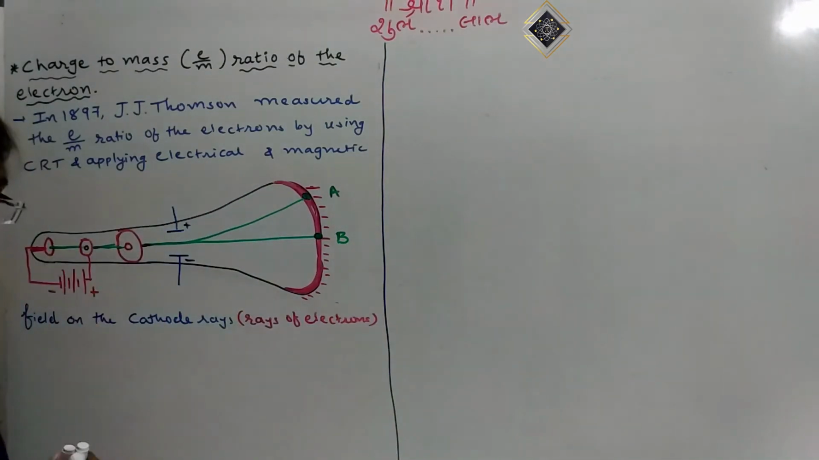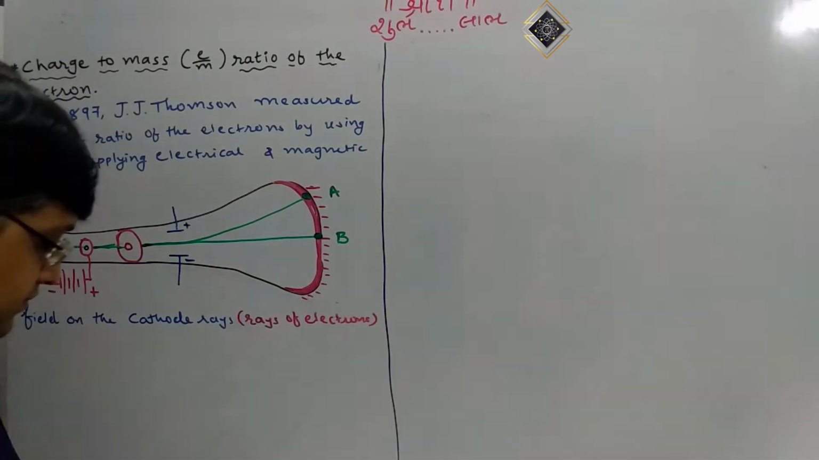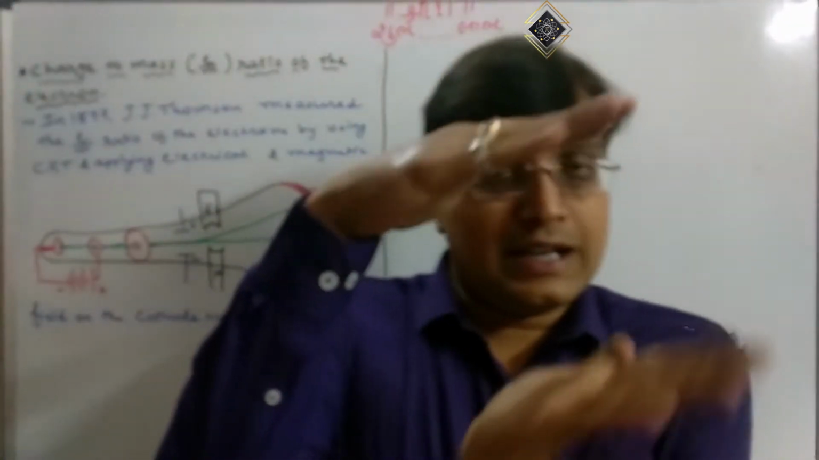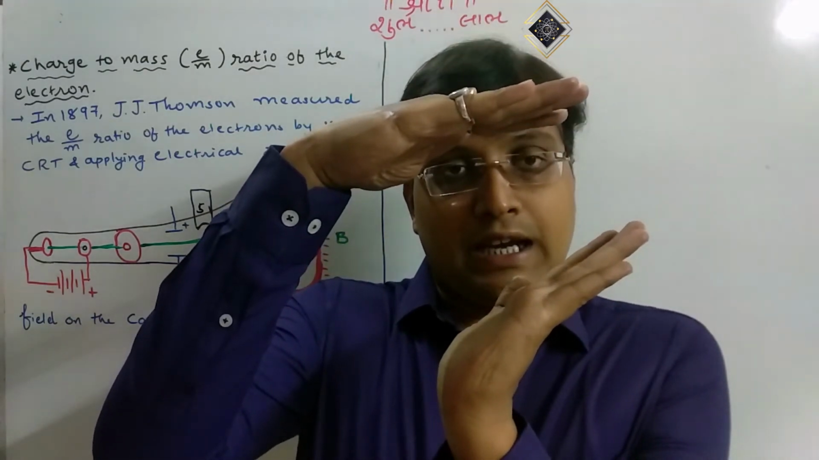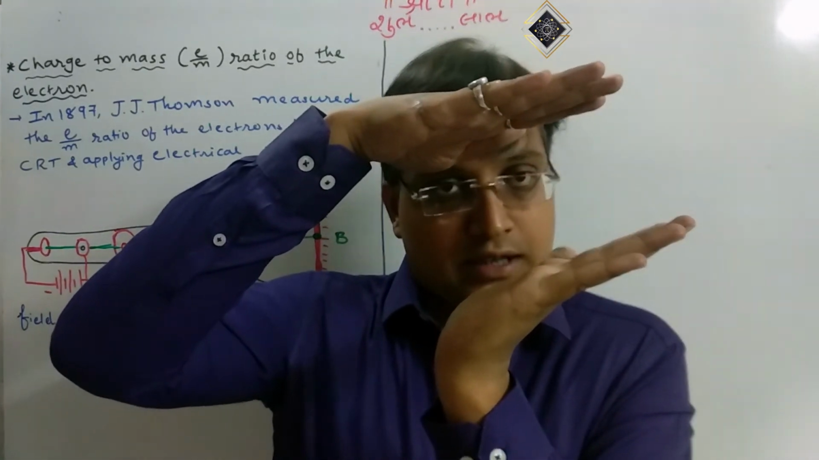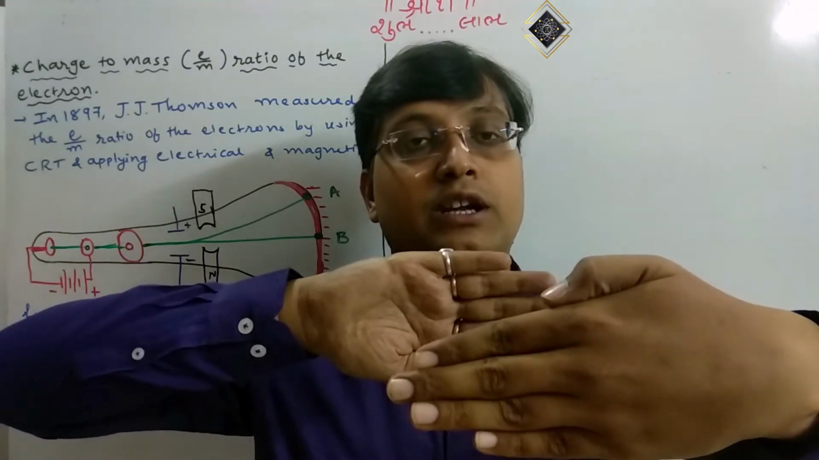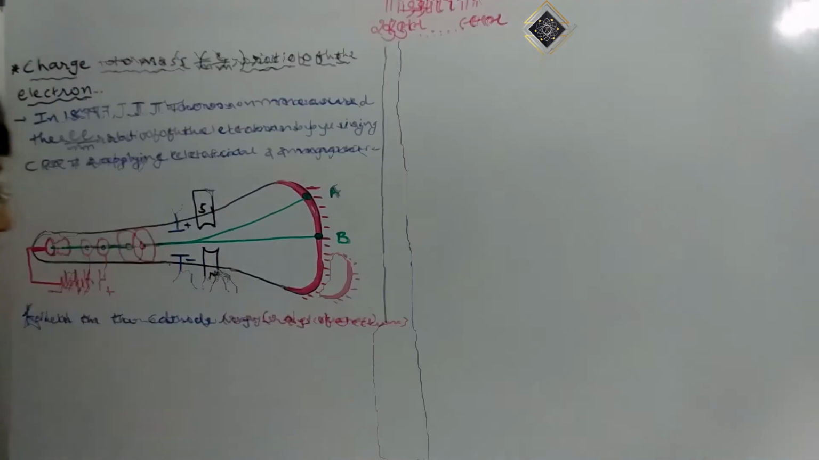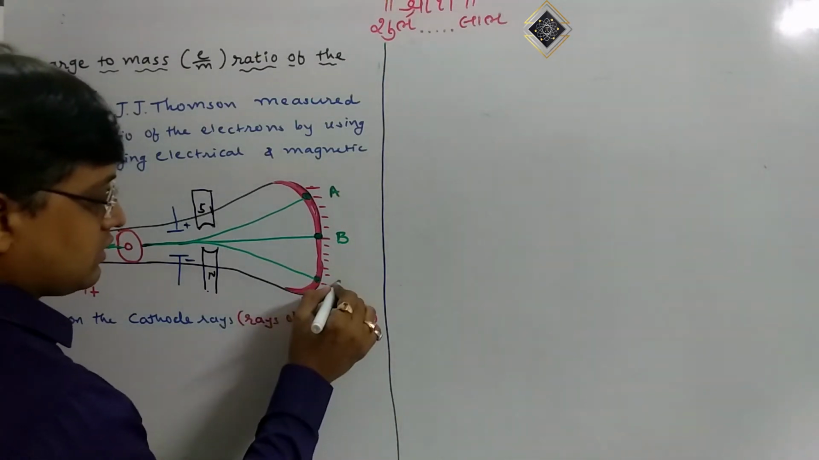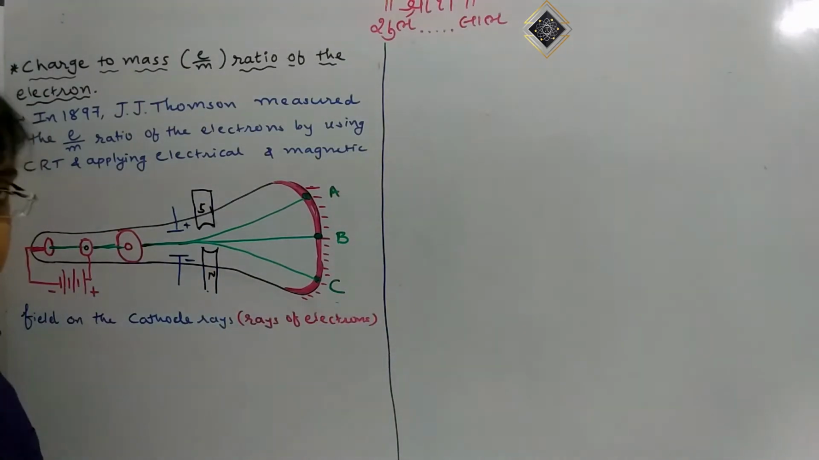When I remove this electric field and apply a magnetic field which is perpendicular to the electrical field, suppose this one is the electrical field, top and bottom, then I apply the magnetic field perpendicular to it, front and back, perpendicular to each other. What I observed is that these rays are deflected and strike the fluorescent screen at point C, because the rays of electrons are attracted towards the north pole of the magnetic field.